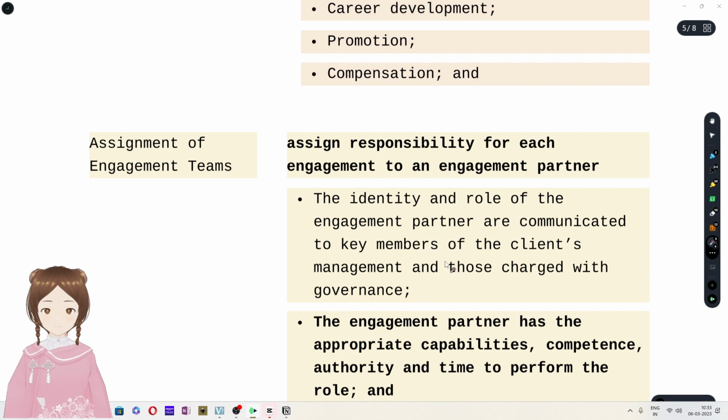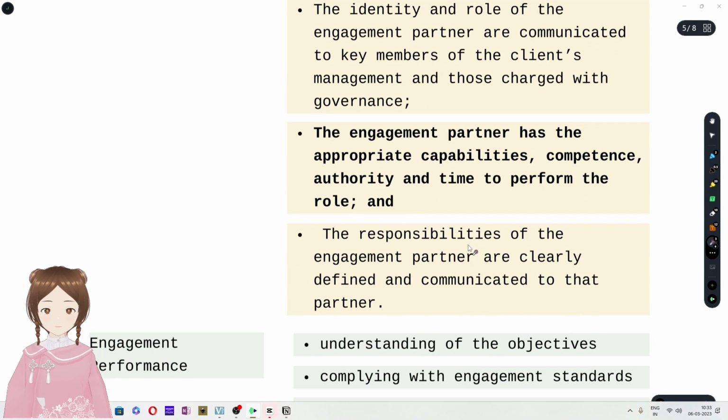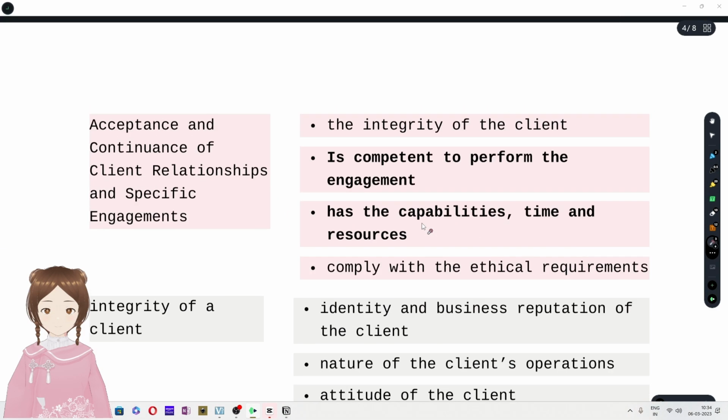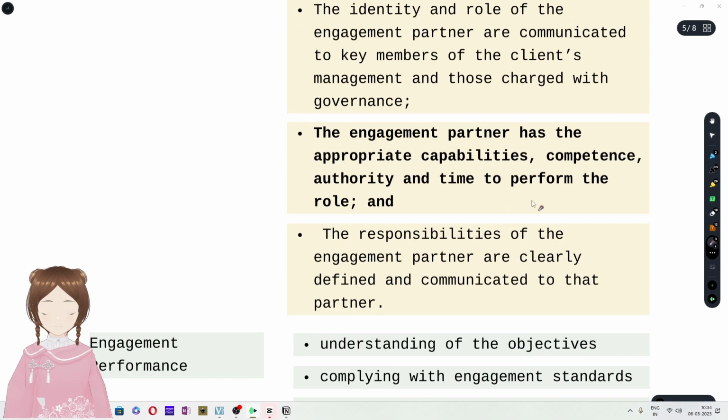What they have to tell is first about our engagement partner, about his identity and role, what his responsibility is, etc. And the engagement partner has appropriate capabilities, competence, and time to perform the role. From where have these points come? These points have come from before the acceptance of the client's engagement. What we have to check is the competent capabilities and time, right? So we are communicating the same, and the responsibilities of the engagement partners are clearly defined and communicated to the partner. All the responsibilities.